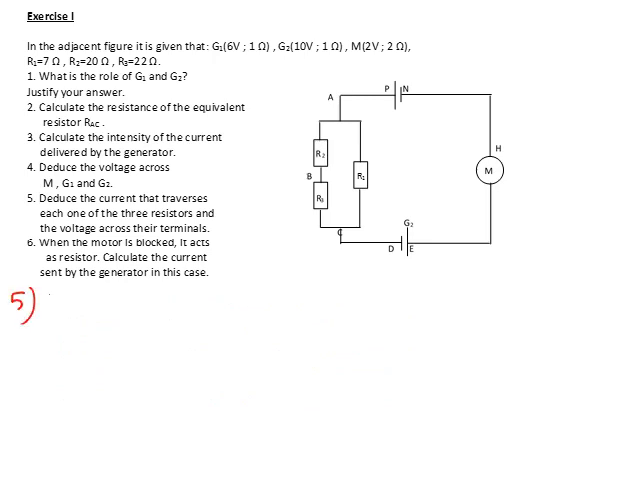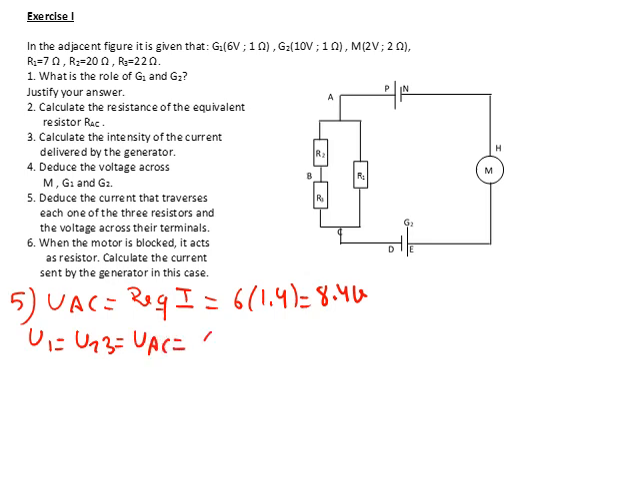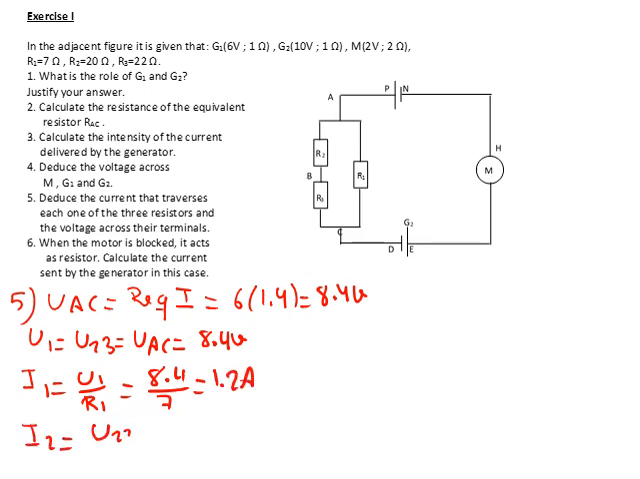5. U across AC equals R equivalent times I, equal to 6 times 1.4, equal to 8.4 volt. U1 equals U2 equals U3 equals U across AC, which is 8.4. This is the law of uniqueness of voltage in parallel connection. I1 equals U1 over R1 equals 8.4 over 7 equals 1.2 ampere. I2 equals U23 over R23 equals 8.4 over 42 equals 0.2 ampere.